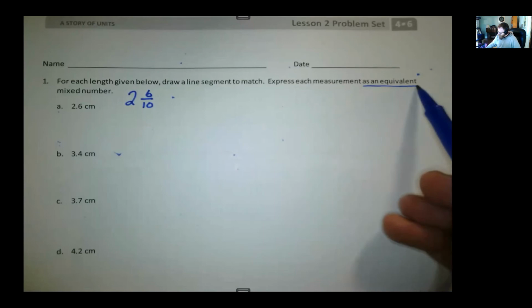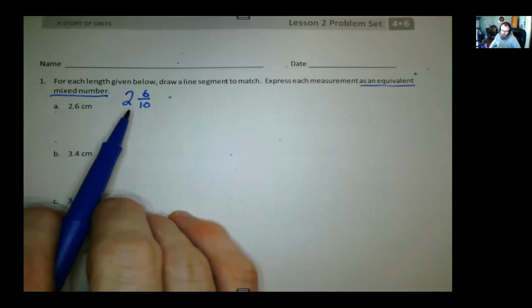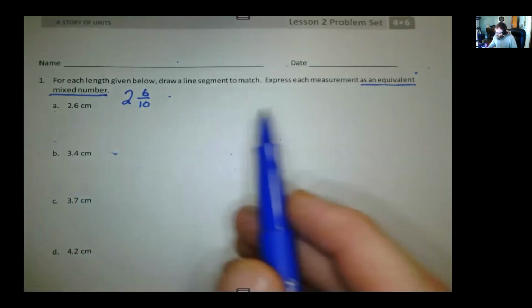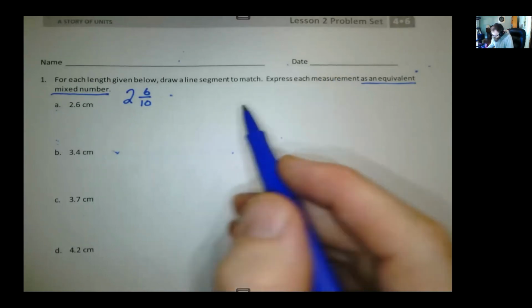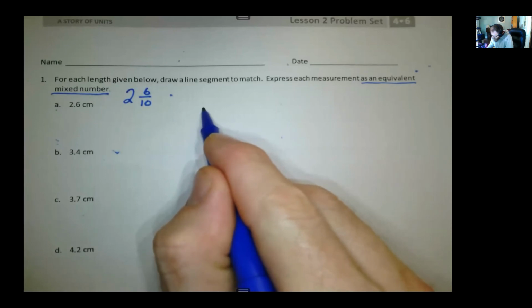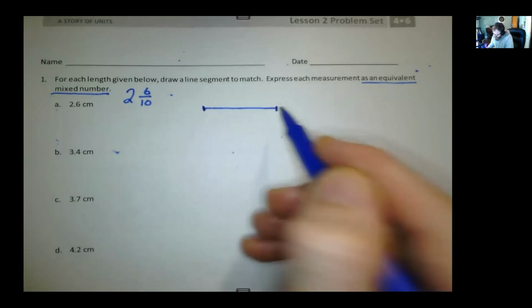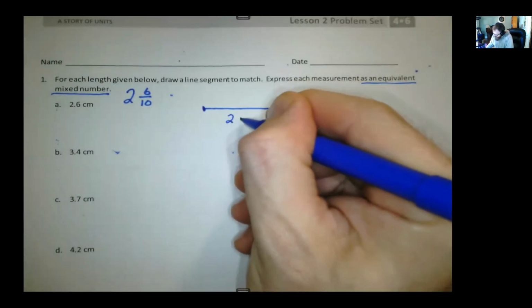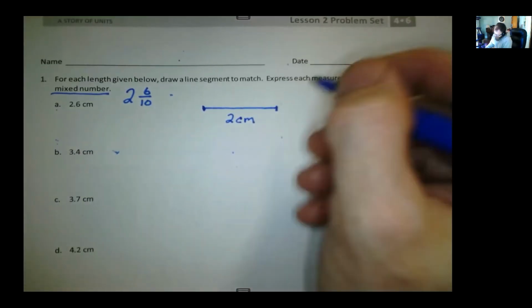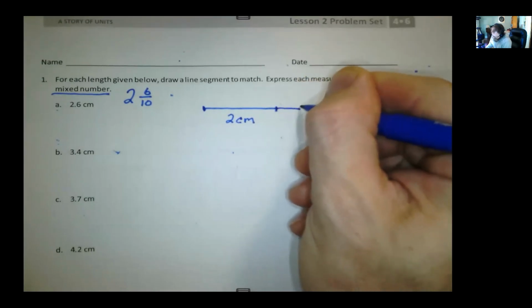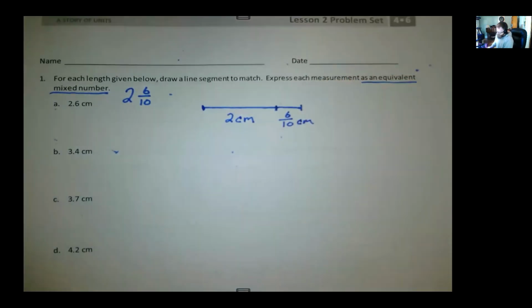When it says as an equivalent mixed number, that sounds confusing. All they want you to do is write it as a fraction. Show a line segment to match. If you have your ruler, use your ruler to draw 2 and 6/10 of a centimeter. If you cannot find that ruler, draw a line segment, label it 2 centimeters. It won't be exactly 2 centimeters, but that's okay. Then draw a shorter line segment and label it 6/10 of a centimeter.